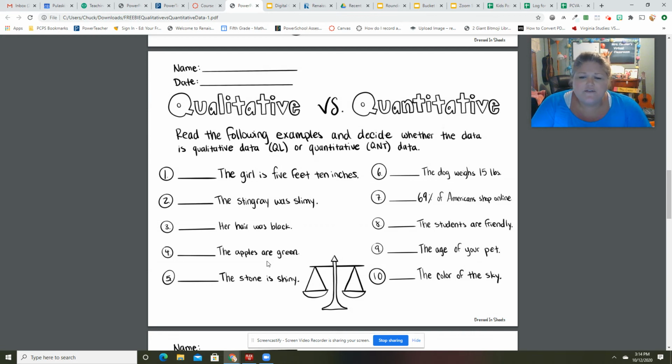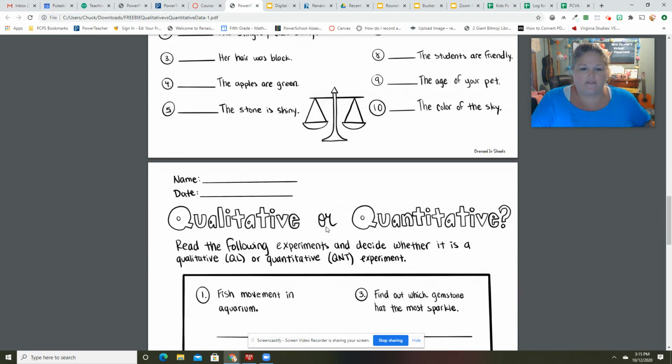Number 8, the students are friendly. That does not give me a number. That is based on an observation that I'm using my 5 senses. It's a little bit of a stretch, but it's still qualitative. Number 9, the age of your pet. The age, so that's a number. So that is quantitative. Number 10, the color of the sky. So that is qualitative. The color of the sky, that is qualitative.